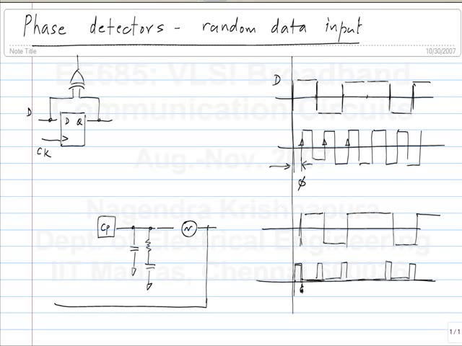Because you are trying to recover the clock at the frequency of the data, not at a multiple of the data rate. So you don't need a divider here. You just have this. Now my question is, can I use this as a phase detector? So this is the clock and I have the data here. Can I use this and then apply this to the charge pump?